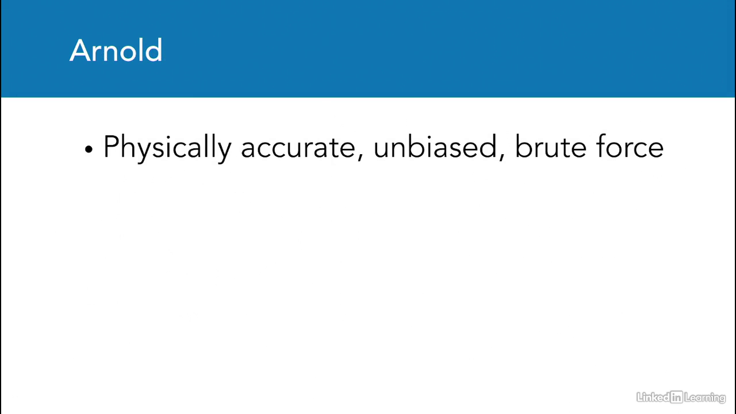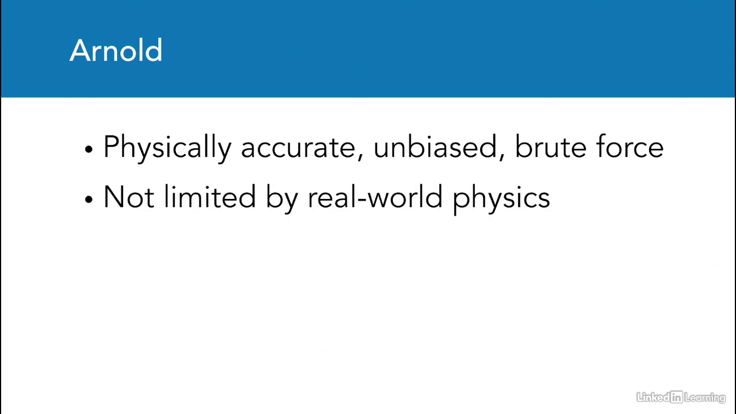Last, we come to Arnold, which, like ART, is a physically accurate, unbiased, brute force Monte Carlo path tracer. However, Arnold is far deeper and far more powerful than ART. It is not limited by the real-world physics. You can break the rules, disable shadows, exclude lights, render single-sided surfaces, and so on. For a visual effects or animation project, there's really no choice here. You're going to use Arnold. You can't use ART because it ties your hands and makes it impossible for you to do the things that you normally need to do in a CGI environment.